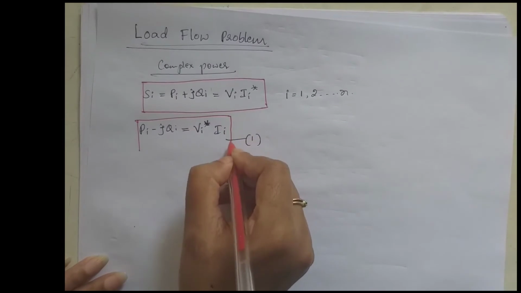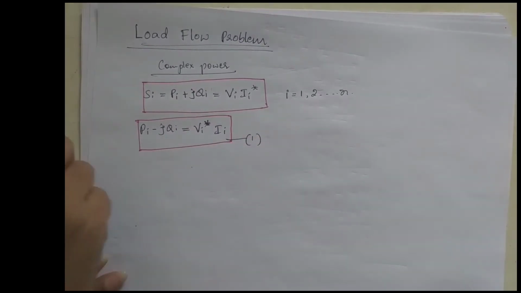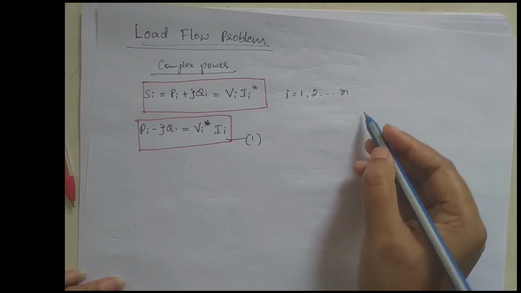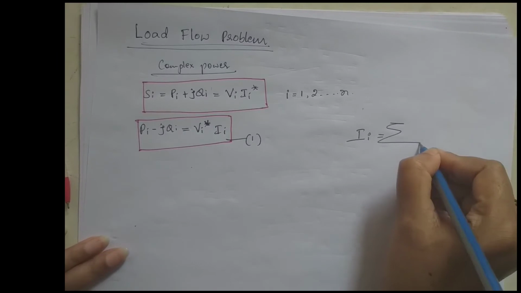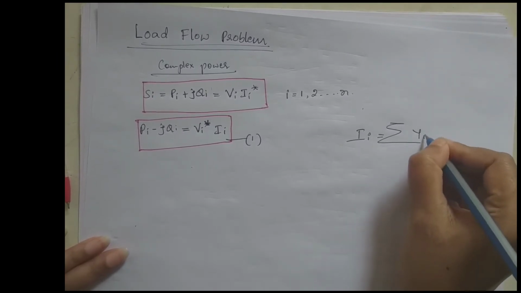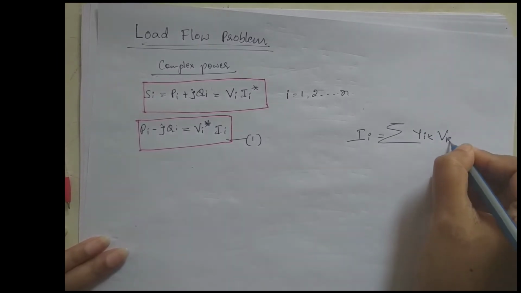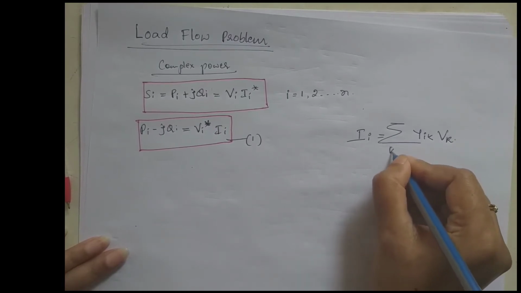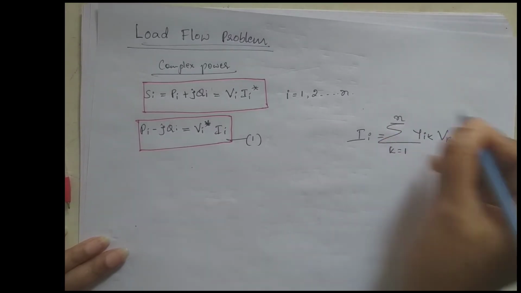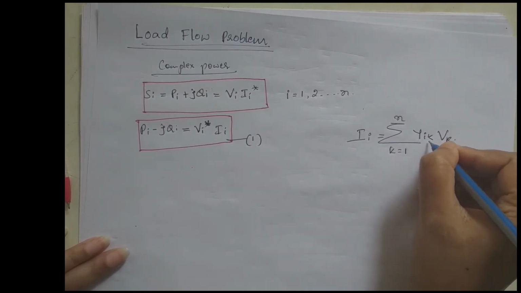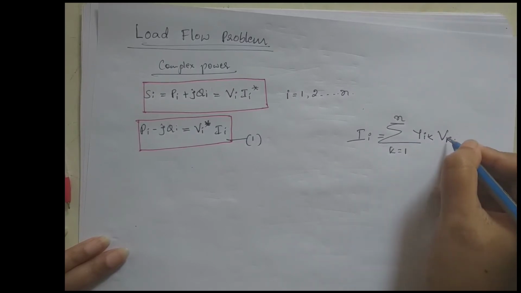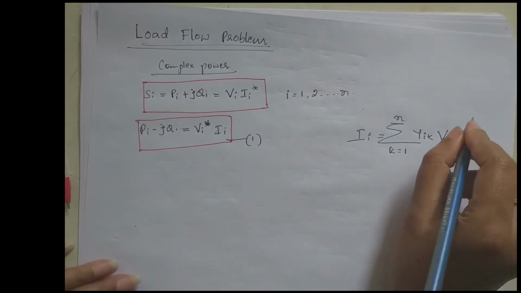But what is Ii? This is the current at the ith bus. Ii is equal to the summation of Yik Vk, where k varies from 1 to n. Yik is the admittance of the line, and Vk is the voltage.